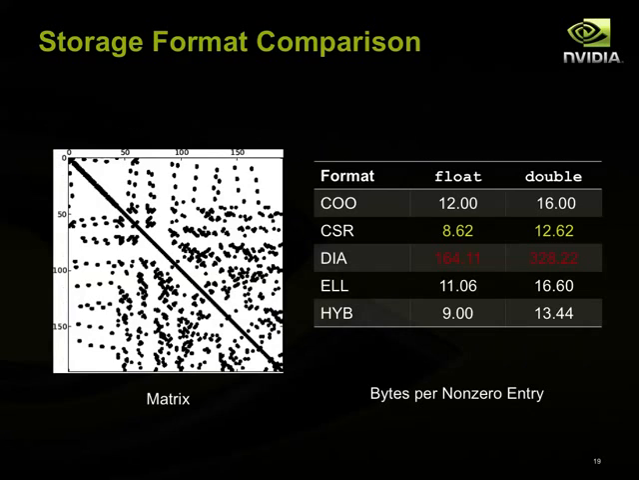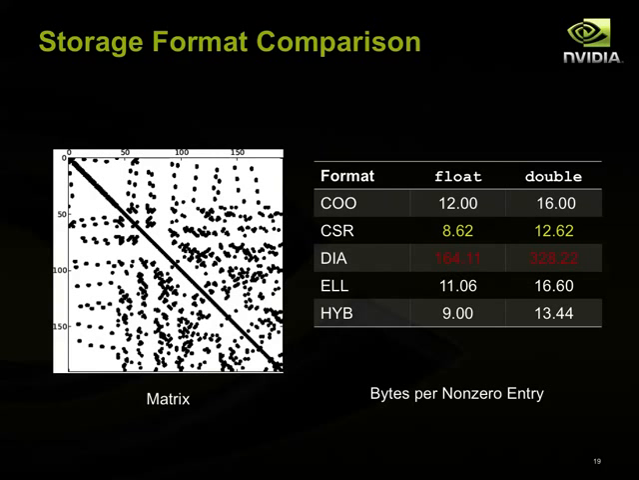So if we look at the way that these are stored, again, coordinate's going to give us the same exact number, 12 bytes per element in float and 16 in double. CSR actually wins this contest because it improves upon the coordinate, and it doesn't really make too much assumption about the storage of the matrix.